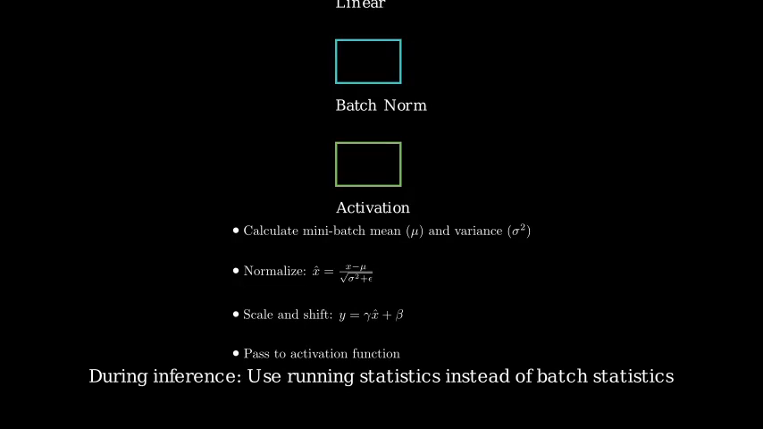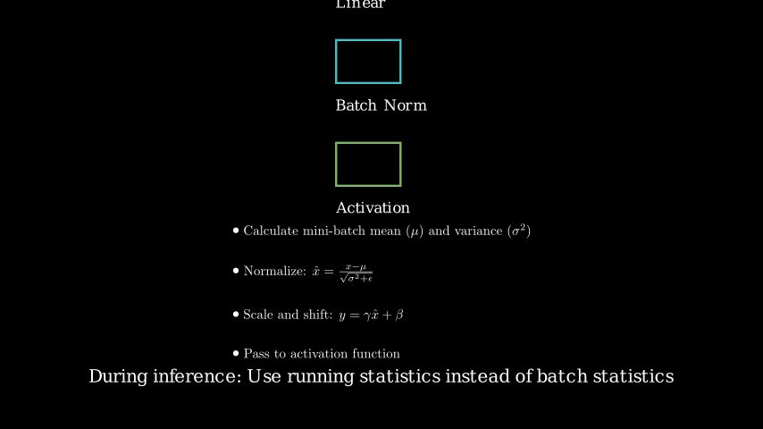Batch normalization offers several important benefits that have made it an essential component in modern neural networks. First, it enables faster training convergence. By normalizing layer inputs, the optimization landscape becomes smoother, allowing for higher learning rates and faster progress toward the minimum. Let me show you a visualization comparing training with and without batch normalization. Notice how the network with batch norm converges much faster.